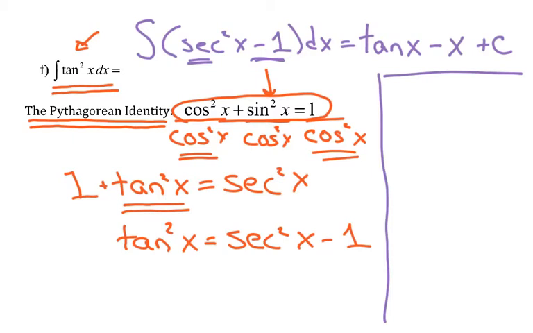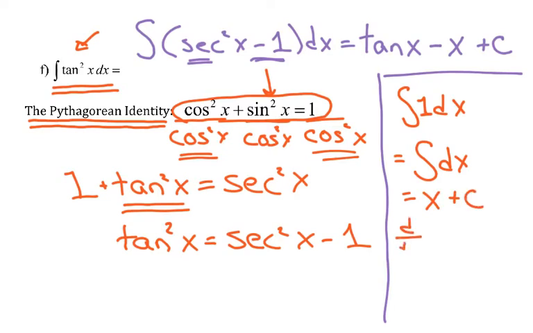And again, let's just talk about this. The antiderivative of 1 times dx, well, that actually just looks like dx. That's going to be x plus c. Why? Well, what's the derivative of x? 1.